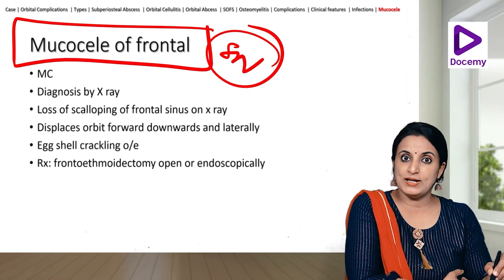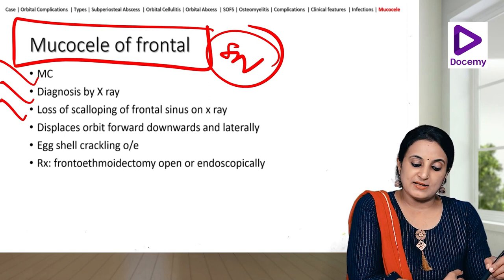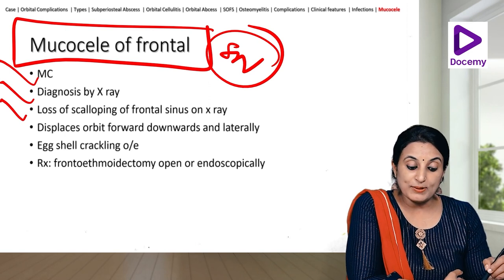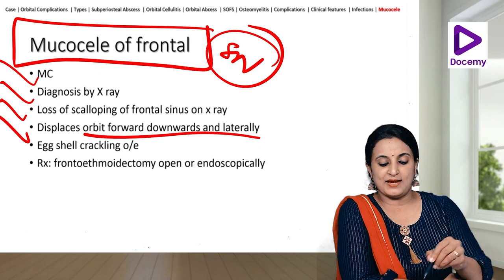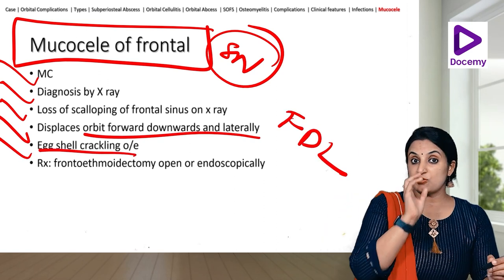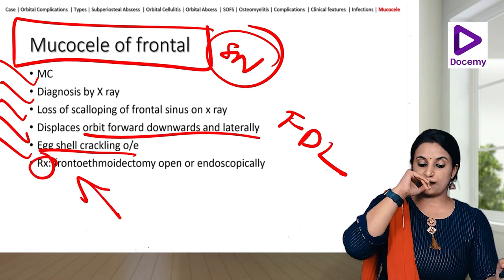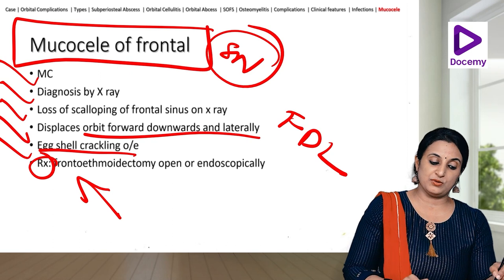It is the most common one. It can be diagnosed on X-ray by the loss of scalloping of the frontal sinus. It displaces the orbit downwards and laterally. Please remember that: FDL, forwards, downwards and laterally. The clinical examination shows an eggshell crackling. And for treatment, you do a frontoethmoidectomy, open, or you can do it endoscopically.